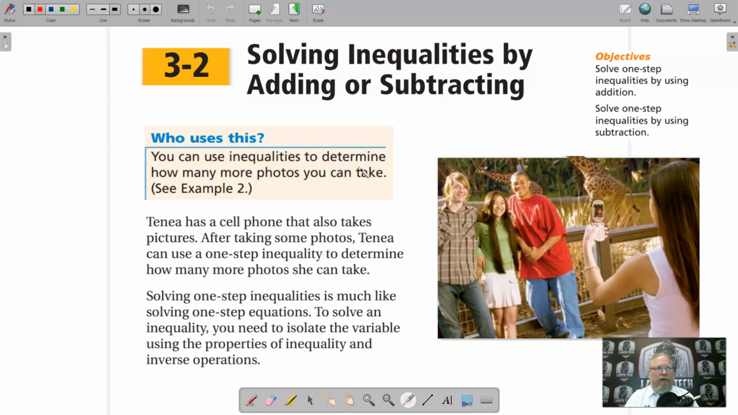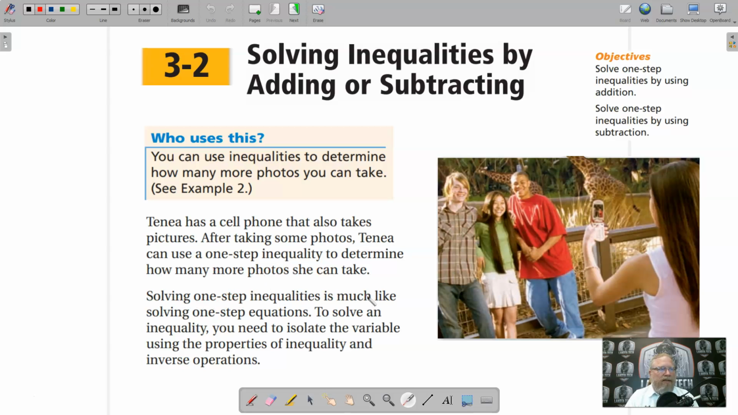Well, you can use inequalities to determine how many more photos you can take. So over here we have a young lady taking a picture of her friends here at the zoo, and I guess her name is Tania. Tania has a cell phone that also takes pictures. After taking some photos, Tania can use a one-step inequality to determine how many more photos she can take.